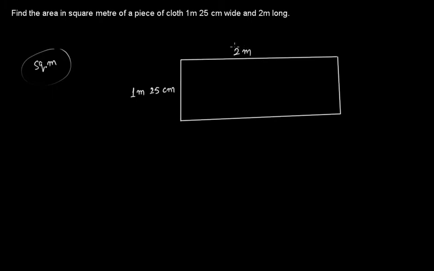Why? Because the unit should be the same when we perform any kind of arithmetic operation. Here it is meter, but here it is meter and centimeter. Now, since we have to find the answer in square meter, it should be in terms of meter. Therefore, you'll have to convert this value entirely into meter. So 1 meter and 25 centimeter, let's change it entirely into meter. So this will be 1 meter plus 25 centimeter.